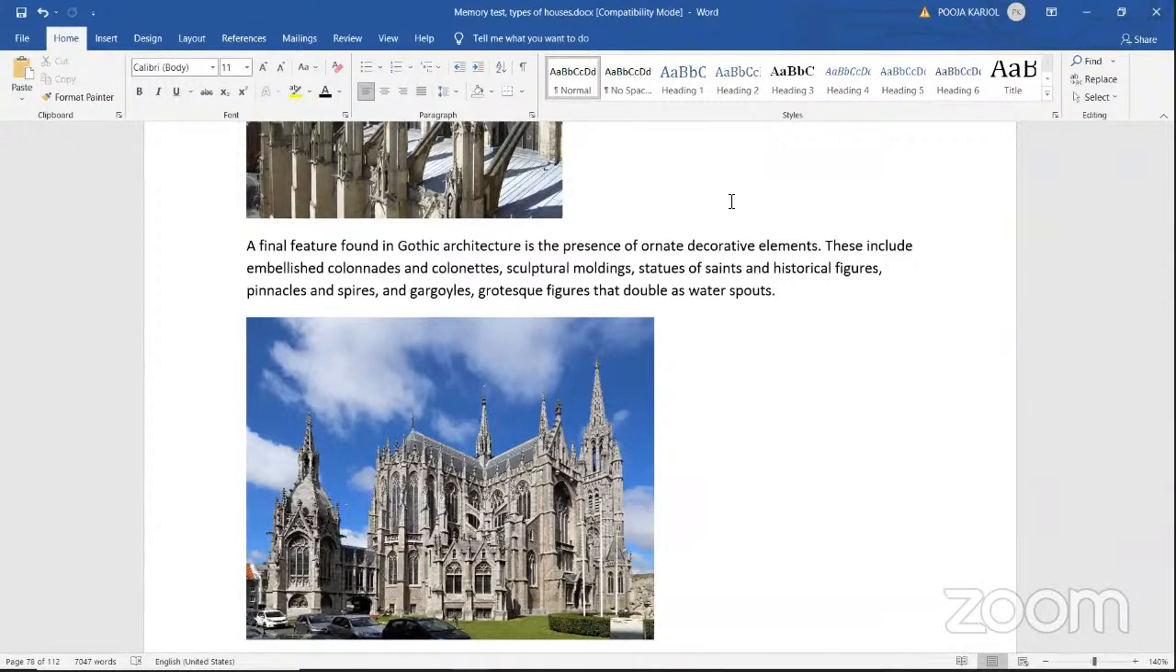Okay, first we'll see pinnacle. Pinnacle is this part. Okay, this part. It is an ornamental piece which goes on top of a turret, maybe a spire, or simply just a parapet.